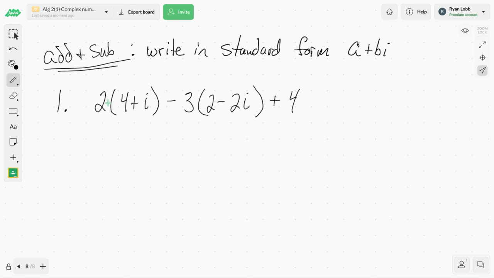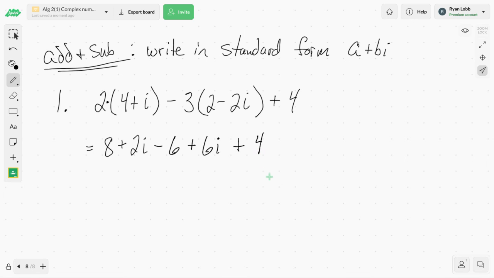So now here I put a 2 out front. Well, just like if this was 4 plus x, what do we do with this 2? We take the 2 and we distribute it. Okay, that's the same. So 2 times 4, 8. So this 8 plus 2 times i, 2i. There's that. Now, what about over here? Now we're distributing a negative 3, right? Distributing a negative 3. In which case, negative 3 times 2, minus 6. Negative 3 times a negative 2, plus 6i, right? Make sure we distribute our signs correctly. And then last we have this plus 4 in the end.